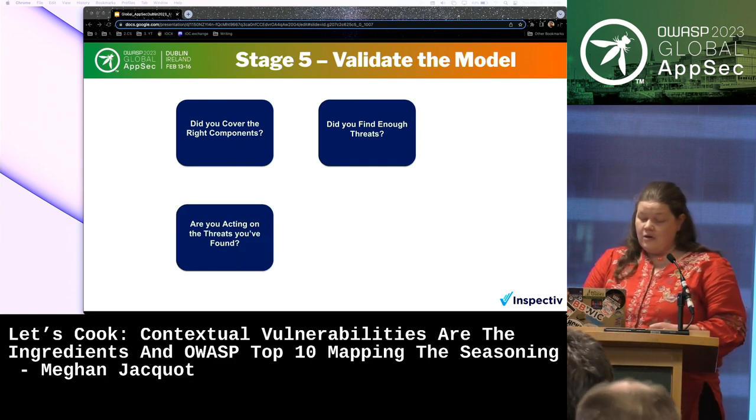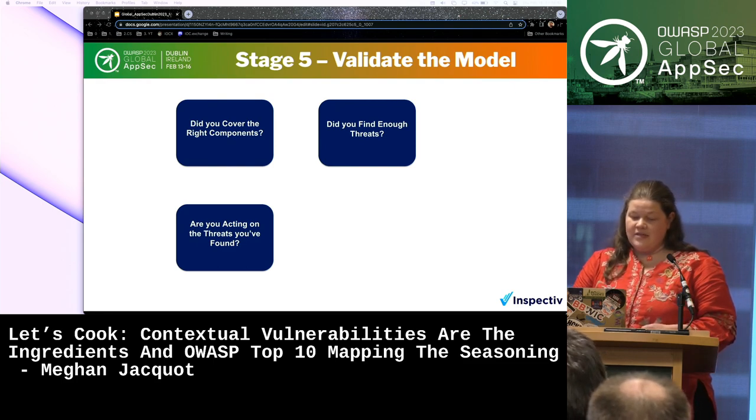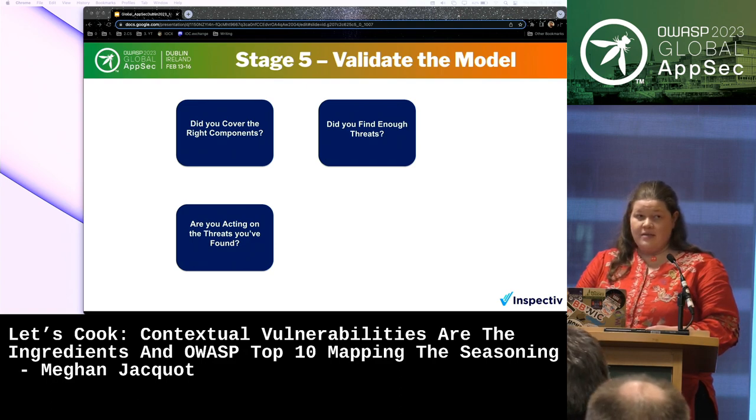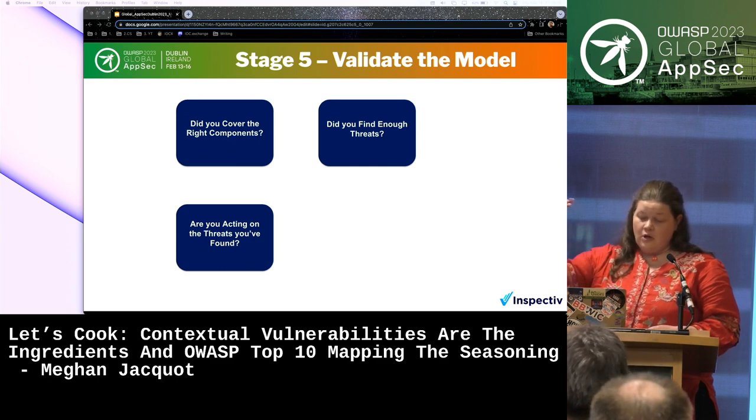And then are you acting on the threats that you found? Did you identify appropriate actions? Are the threats being mitigated or eliminated? Or are there too many threats that are being accepted for yourself as an organization? Have you raised your risk level?